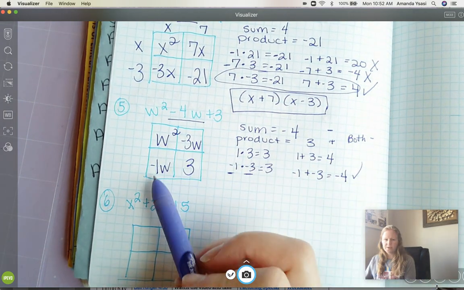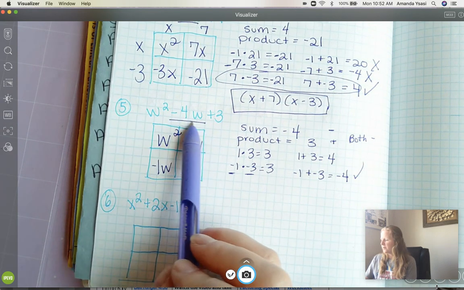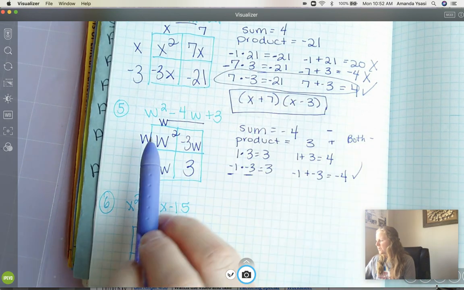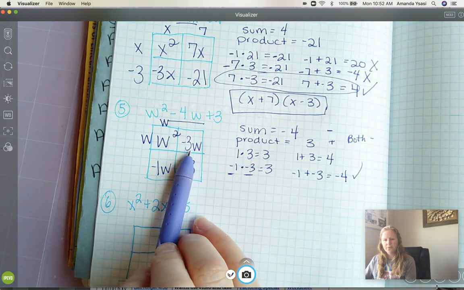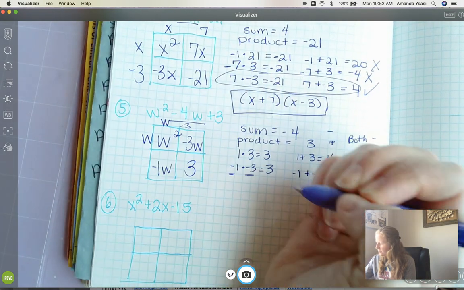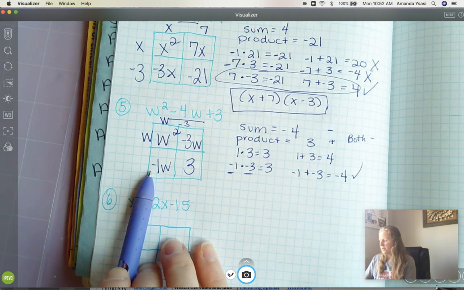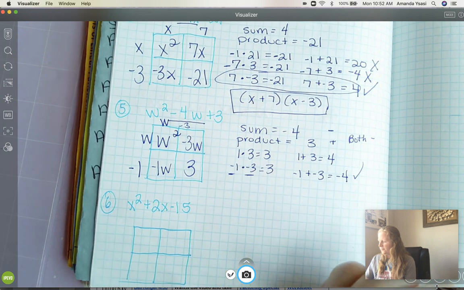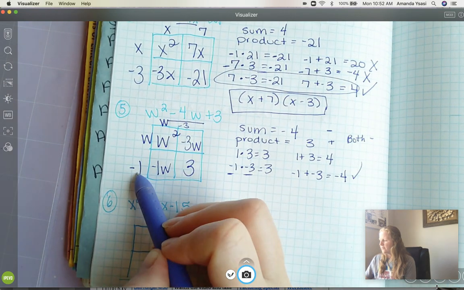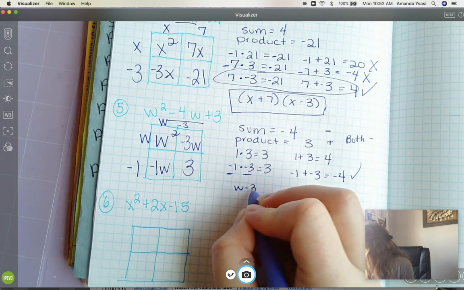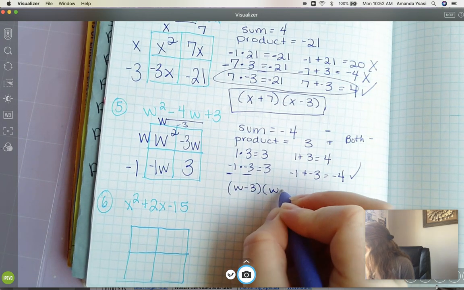If you switch these, that's fine. You're just going to have different numbers going down this way. So this is w and w. W times what gets negative 3w? It's negative 3. W times what gets negative 1w? Would be negative 1. And then negative 3 times the negative 1 is positive 3. So then we have w minus 3 times w minus 1.